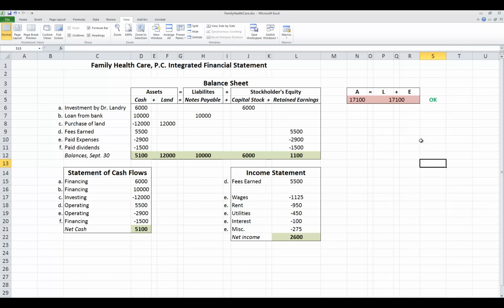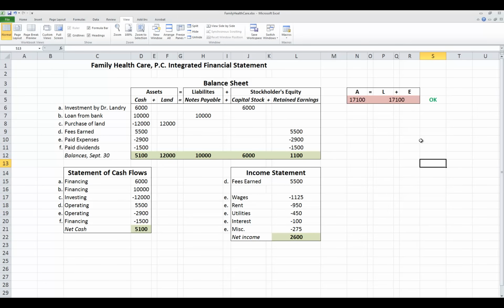Now, if we go up to our balance sheet and our cash flow statement, was Dr. Landry ever in a cash crisis? Did he ever face cash insolvency? Was there ever not enough cash on hand? Well, no, there really wasn't. He had a $6,000 cash inflow, a $10,000 cash inflow. Then he bought a big piece of land, but that still left him with $4,000. Then he piled on his fees of $5,500. So he was just fine in terms of his cash flow.